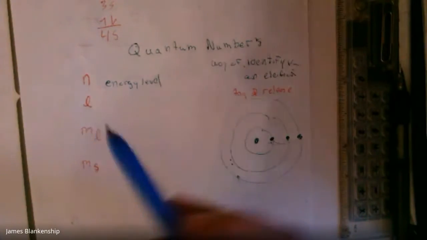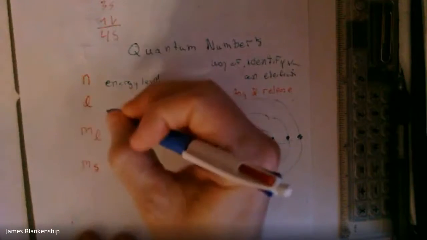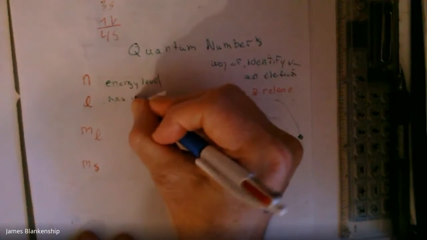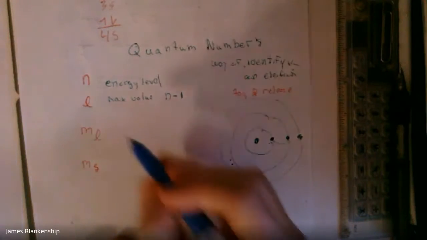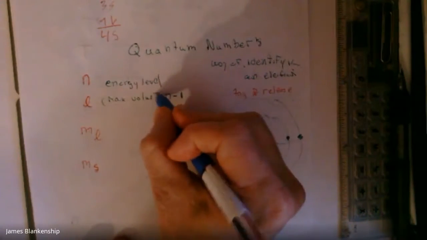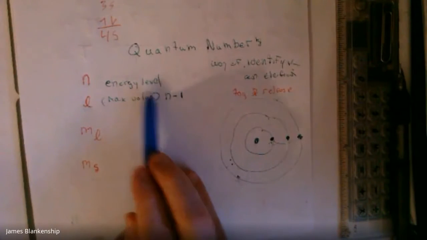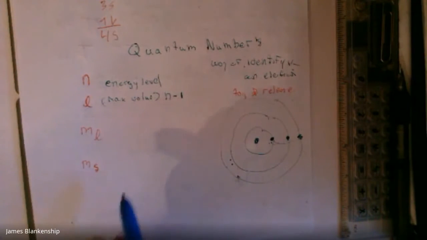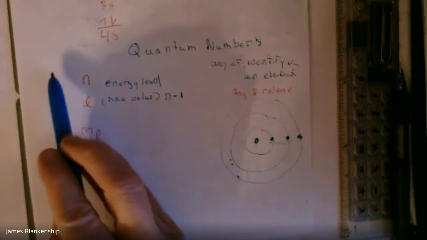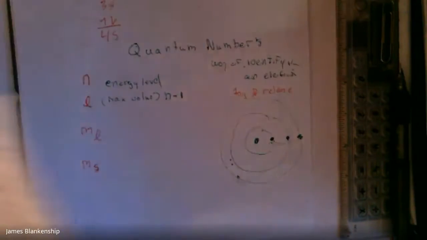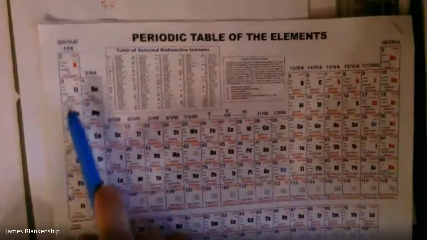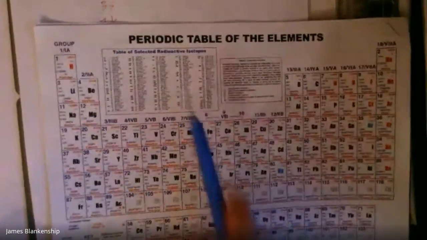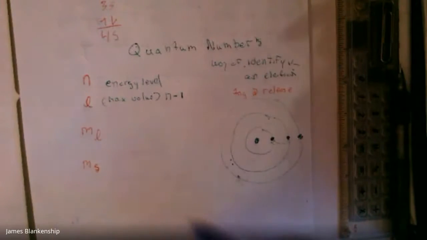Now, for the L level, the max value for L is always N minus 1. That is our maximum value for L. It can be less than that, but your maximum value is always N minus 1, which will lead us into some very interesting things that we can make based upon where you are in the periodic table. You can extrapolate based on your L value whether you're in the S block, the P block, the D block, or the F block. I'll show you that in just a second.